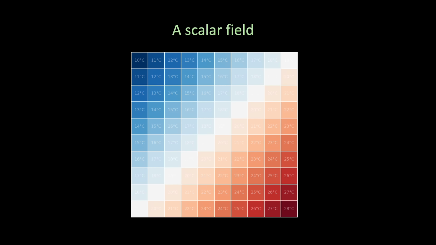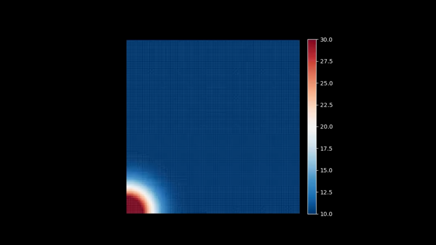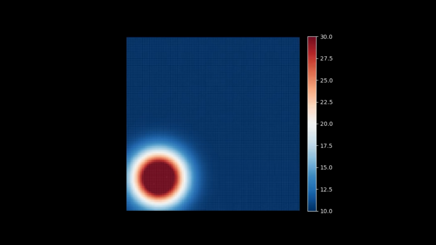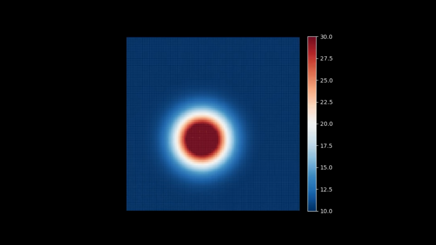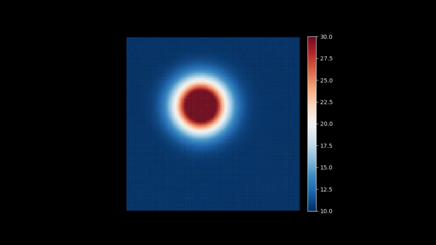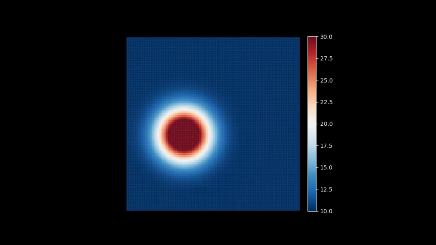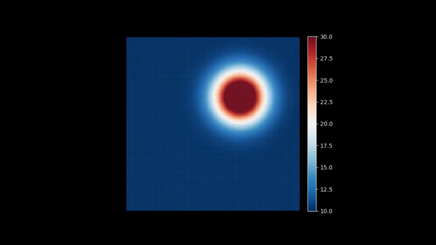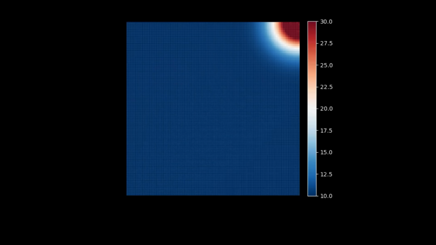We can of course represent the field in a number of ways. For example, we could use a heat map to show the distribution of temperature throughout the given room. It's also possible for our temperature field to change as a function of time. For example, if a local heat source enters our space, then we see that the field updates as the heat source moves. And so we see here that our field is changing as a function of both space and time.